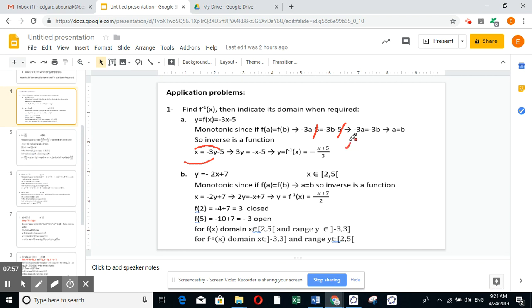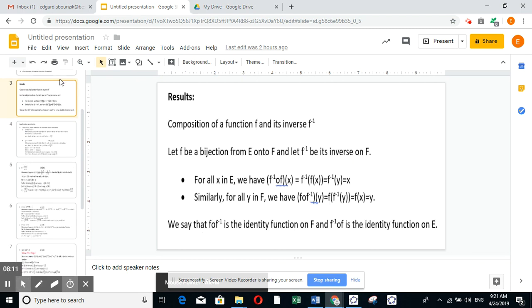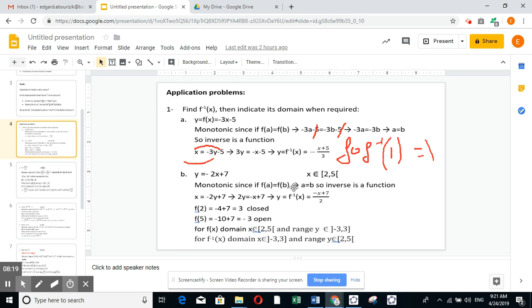Let us check something. Suppose I want to find f composite f inverse, for example, of 1. You must get 100% 1. That's what I was saying earlier, I told you later, so let us take it by example. f of f inverse of x is x, and f of f inverse of y is y. So let us see it here.